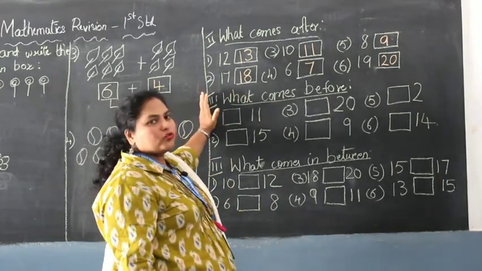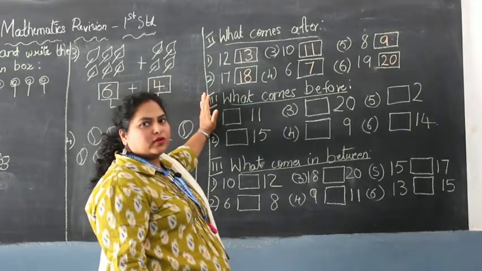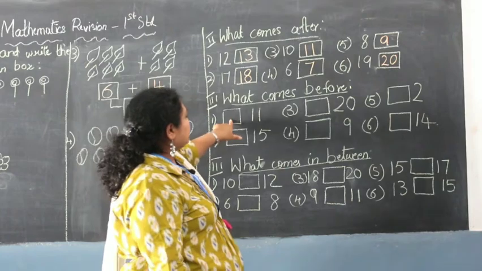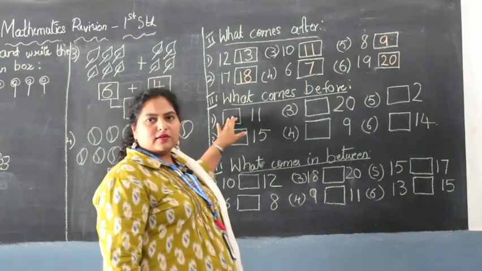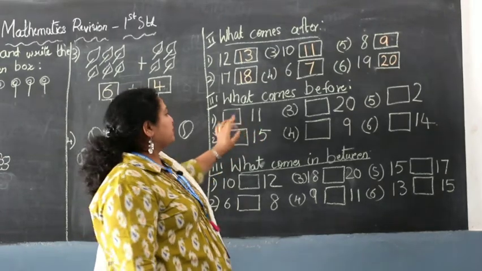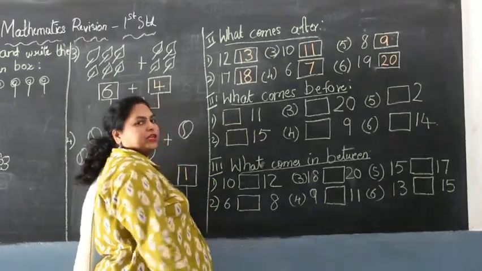Now let's go to what comes before. Let's see what comes before. The first is dash 11. You have a blank box here and you have 11. So you have to write what comes before 11. What comes before 11?